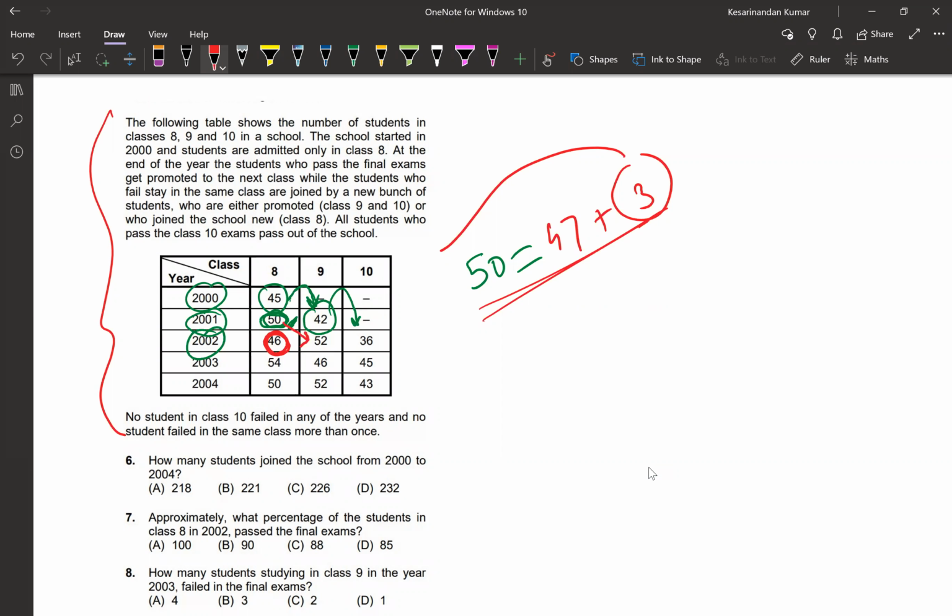Read everyone? Yeah, finished case. Okay. Now tell me, how this 50 to 52 came here. Because it is given in the questions, students only join in 8th standard. There are no fresh joinees in 9th standard or 10th standard, right? Yes. Okay, now tell me.